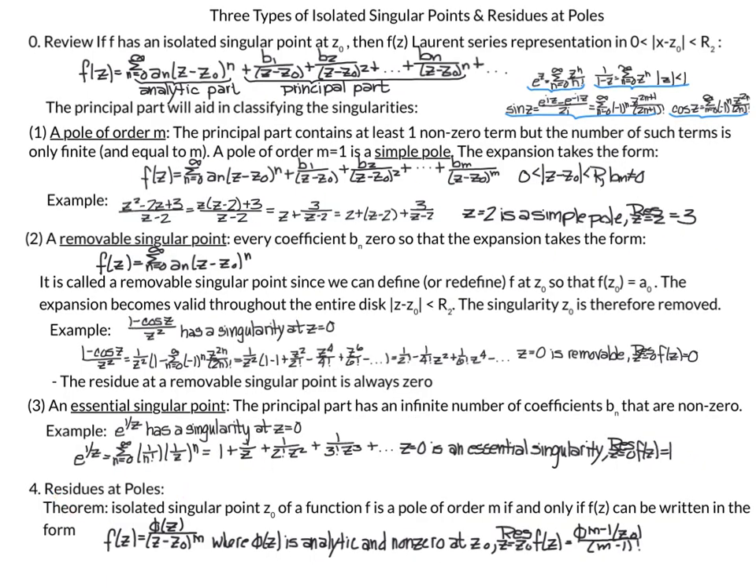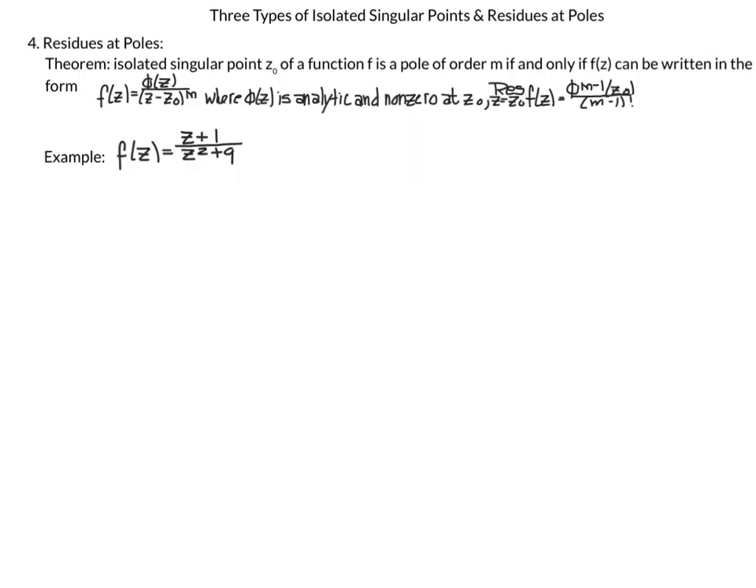So for poles, this works. This theorem does not work for removable singular points or essential singular points. But for poles, you can either write out the Laurent series expansion to figure out if it's a simple pole and the residue, or you can use this theorem here to figure out what the pole order is as well as the residue. We will do another example using this theorem.